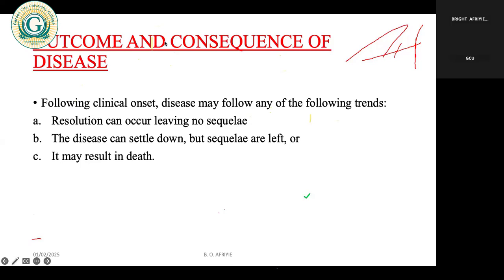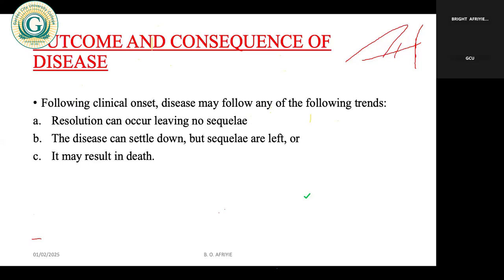So in terms of the outcome and the consequences of the disease, resolution can occur leaving no sequela. And resolution here means that the person can get healthy, become okay, without any traces of the infectious agent.